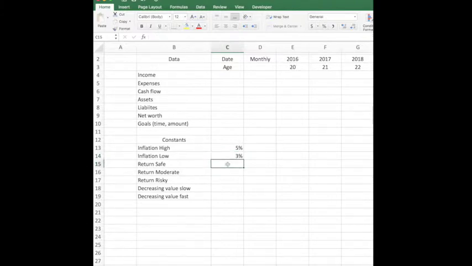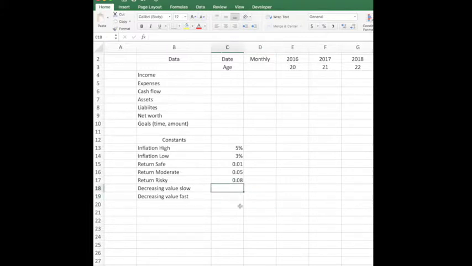Return safe, return moderate, return risky. So these are the returns on your investments. So if you have a very safe investment, say a bank account, we're going to say that's 1%. We're going to say that moderate return is, say, 5%. And risky return, or moderately risky return, let's say it's 8%.